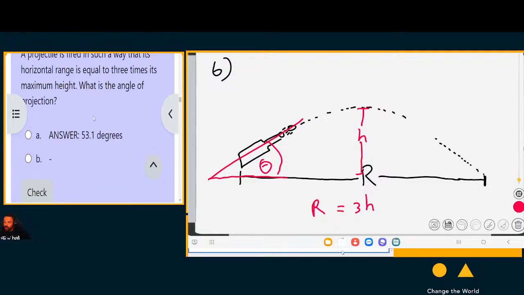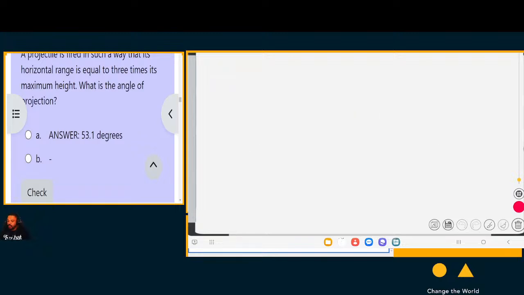Let's go work that out. At what angle should a projectile be fired such that its range, meaning the distance it travels horizontally, is equal to 3 times its maximum height? The range that I wrote down at the bottom is equal to 3 times its height. So at what angle should it be fired so that that may be true? Let's go see.